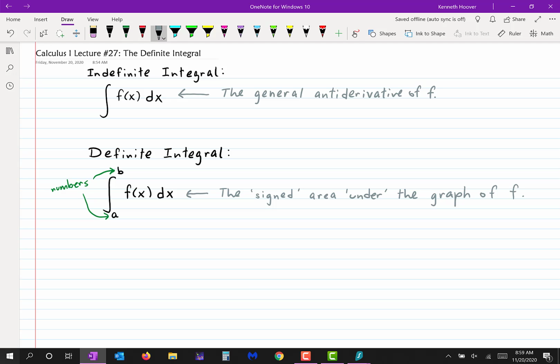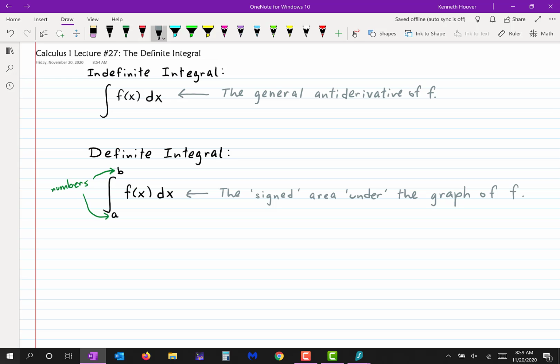Okay, so let me explain to you what the word signed means, and let me explain what I mean by under the graph of f. That's not a difficult concept, under the graph of f. You probably think, why do you have to explain that? Because it doesn't mean necessarily what it sounds like. Sometimes the area under the graph of f is actually above the graph of f. I know that seems confusing, and that's why I want to explain it.